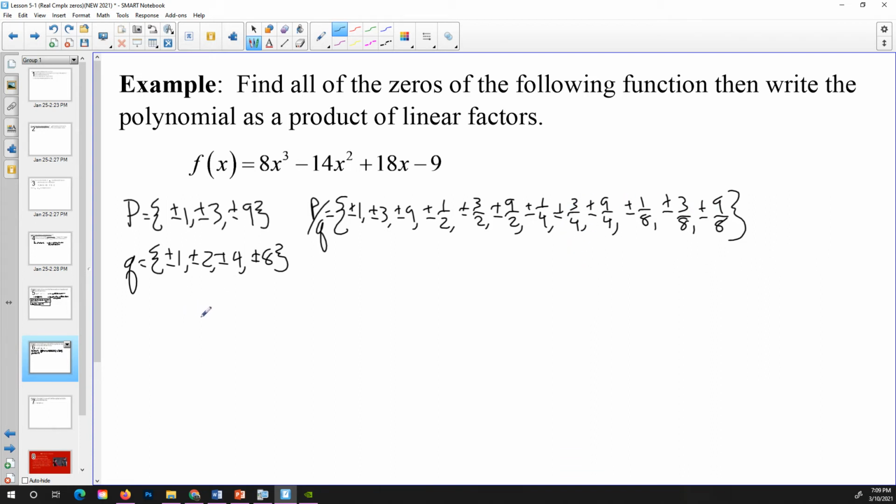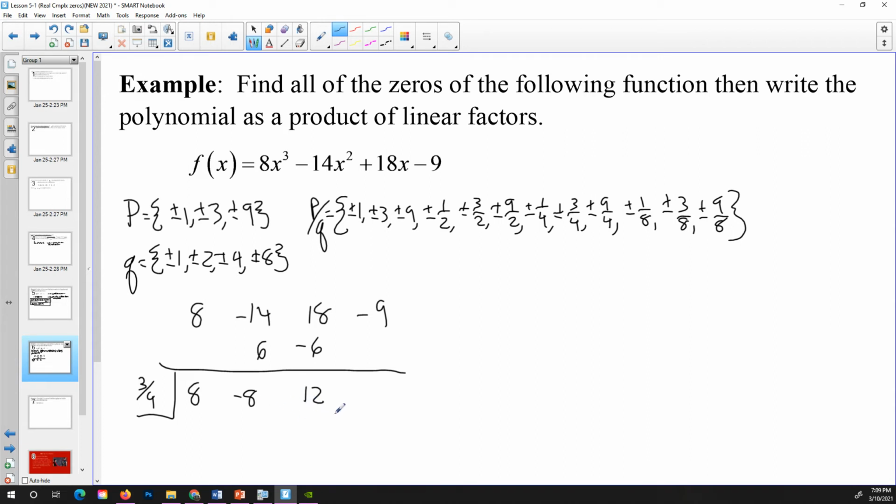So I'm going to divide that out by using synthetic division. I'll go 8, negative 14, 18, and then negative 9, and I'll put 3 over 4 here. Now I'll bring down my 8. Now 3/4 of 8. You can do this by dividing and then multiplying. So 8 divided by 4 is 2, and then 2 times 3 will give me a 6. Negative 14 and 6 will be negative 8, and 3/4 times 8 we already know is 6, but since I'm multiplying by a negative, it'll be negative 6. 18 and negative 6 is 12, and then we'll do the same thing for the 12. 12 divided by 4 is 3, and then 3 times 3 is 9, and 9 and negative 9 is going to be 0. All right, so my first factor will be x minus 3 over 4.